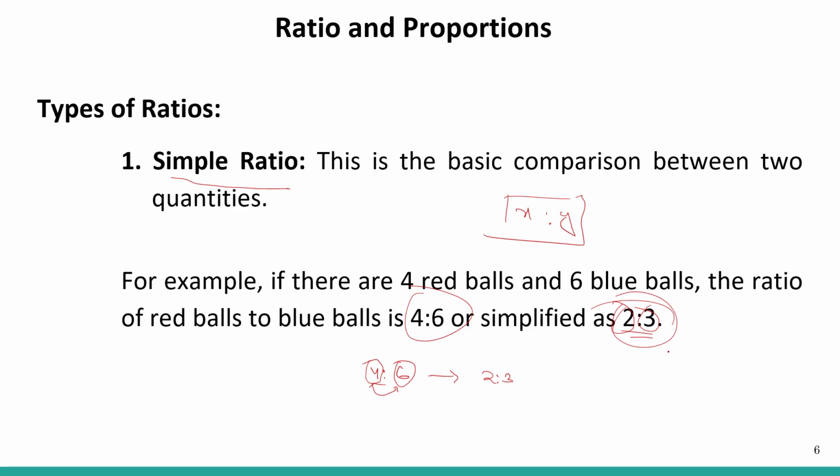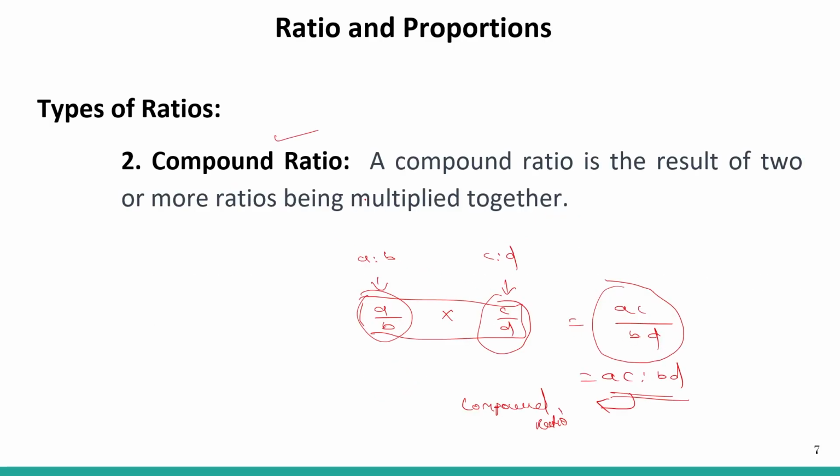Okay, it can't be further simplified. So let's see what compound ratio is. Compound ratio was nothing but the result of two or more ratios being multiplied together. So we had two ratios, A is to B and C is to D. By multiplying them together, that is A by B into C by D, what we are left with is AC by BD. So AC to BD will become the new compounded ratio.